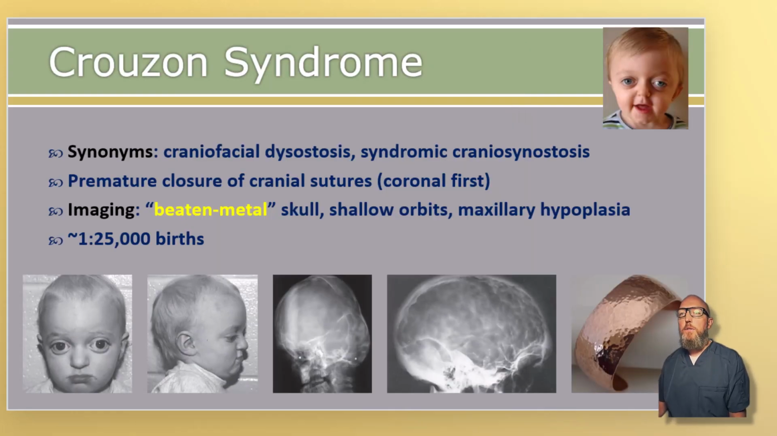All right, on to Crouzon syndrome, also called craniofacial dysostosis, not to be confused with cleidocranial dysostosis. But this is premature closure of the cranial sutures. And so the coronal suture closes first, then the rest close prematurely. The unique appearance about this is the beaten metal appearance of the skull, which you might appreciate in cephalometric radiographs. They have shallow orbits. There's maxillary hypoplasia. Pretty rare though, 1 in 25,000 births.